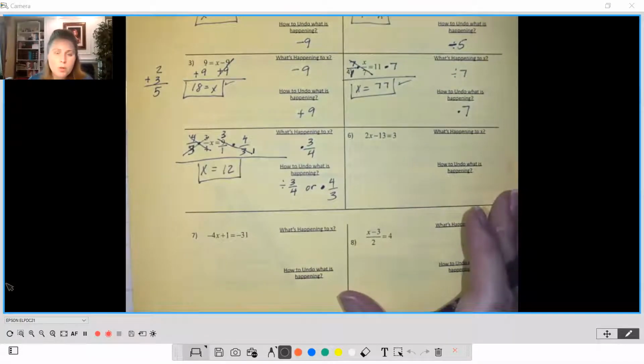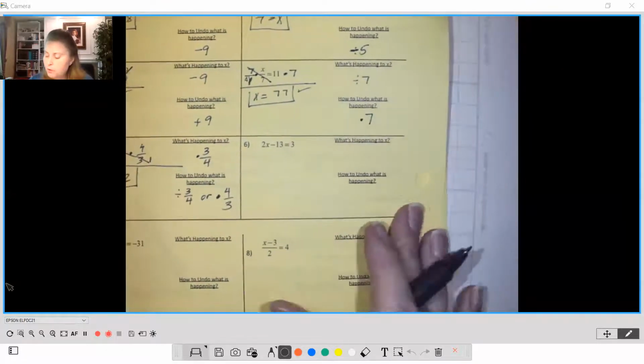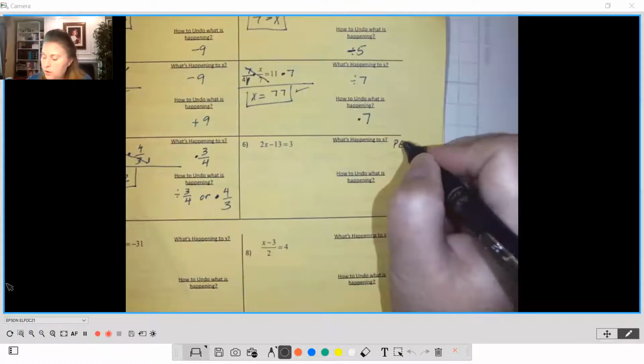Okay, so those were all one-step equations. We didn't have to think about what to do first, which operation to do first. So now we're going to start with some two-step equations where we do have to decide which operation needs to be done first. So remember, we're going to do PEMDAS in reverse.